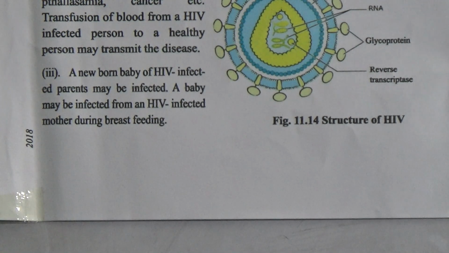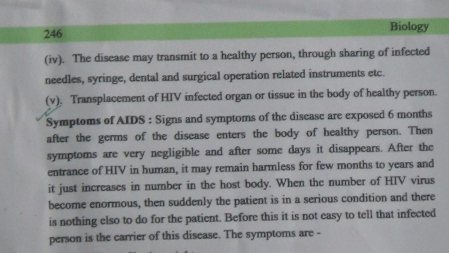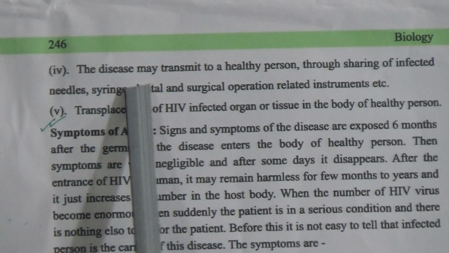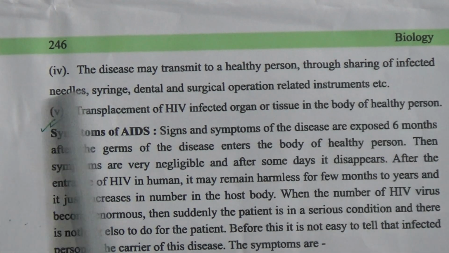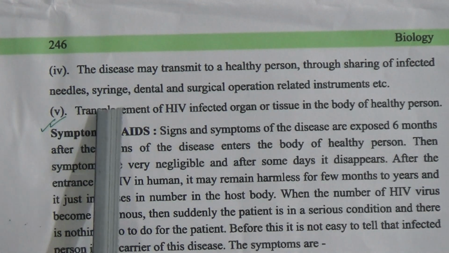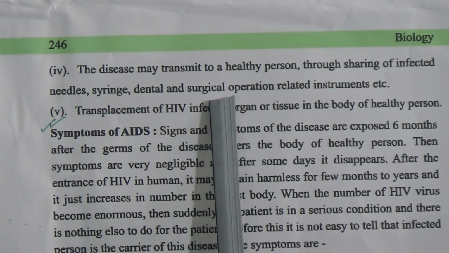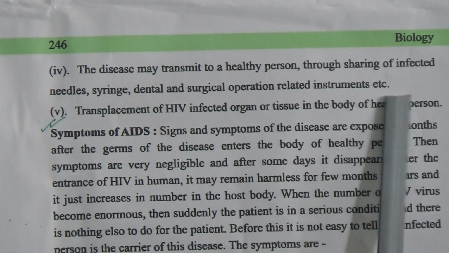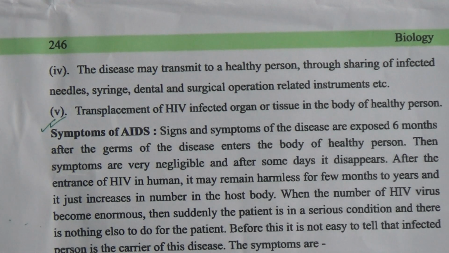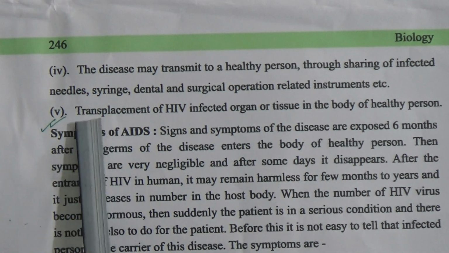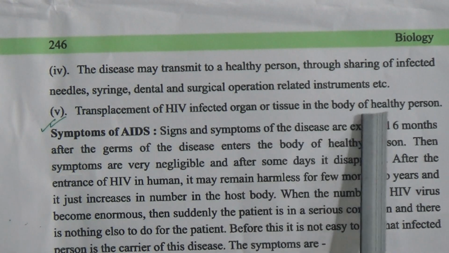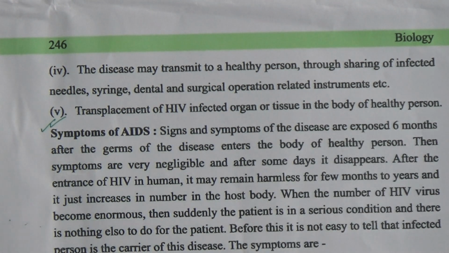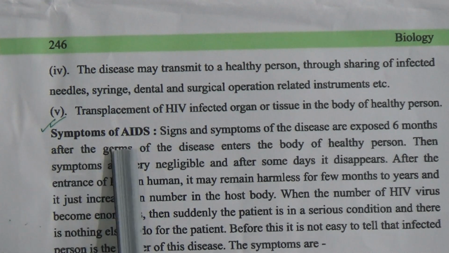infected mother during breastfeeding. Now come to here 246, and here is the disease may transmit to a healthy person through sharing of infected needles, syringe, dental and surgical operation related instrument, etc. And here is transplantation of HIV infected organ or tissue in the body of healthy person. Here are now symptoms of AIDS.